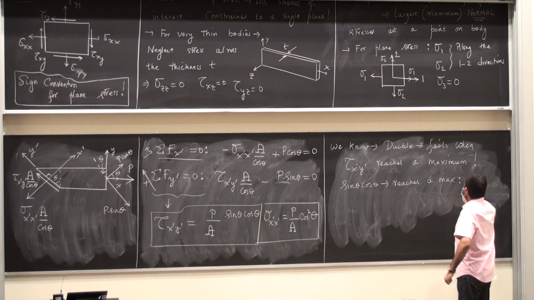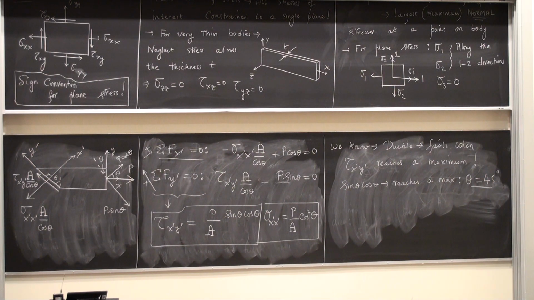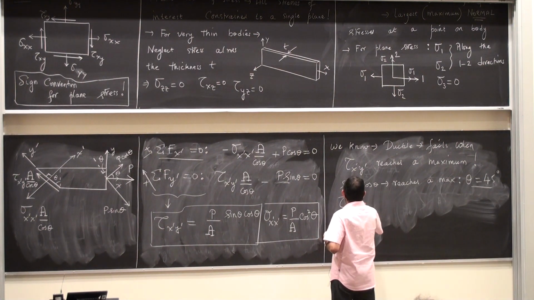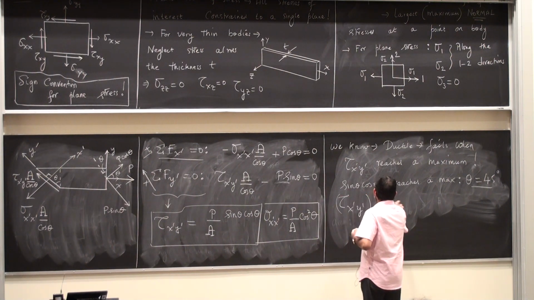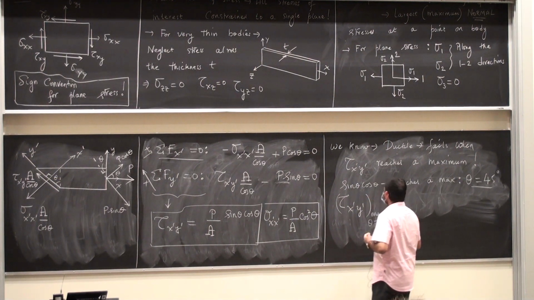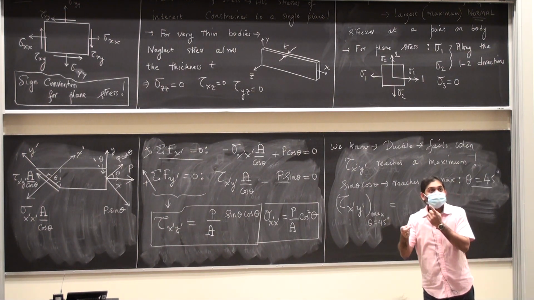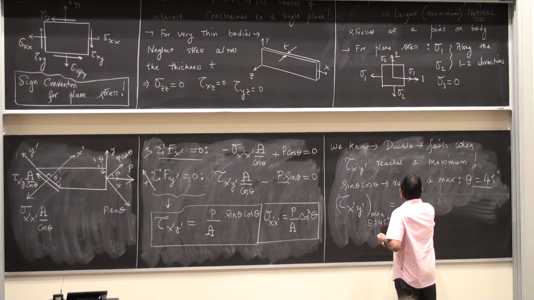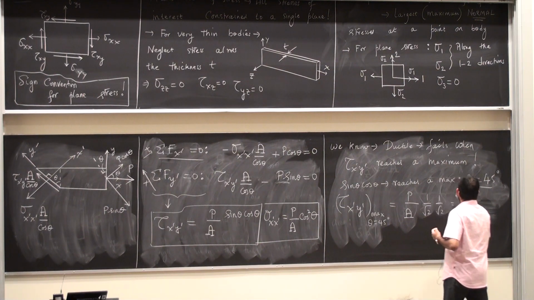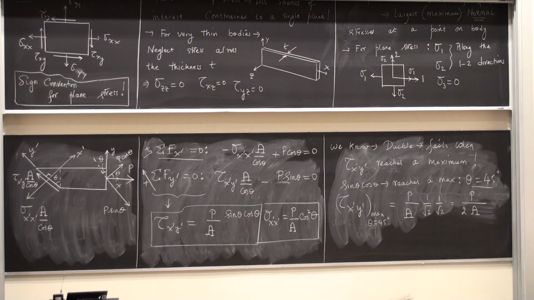I want to point out one more interesting thing. When theta is 45 degrees, look at this. Tau x prime y prime maximum at that 45 degree angle is what? P divided by A times sin 45, which is 1 by root 2, times cosine 45, which is also 1 by root 2. So it's P by 2 times A.